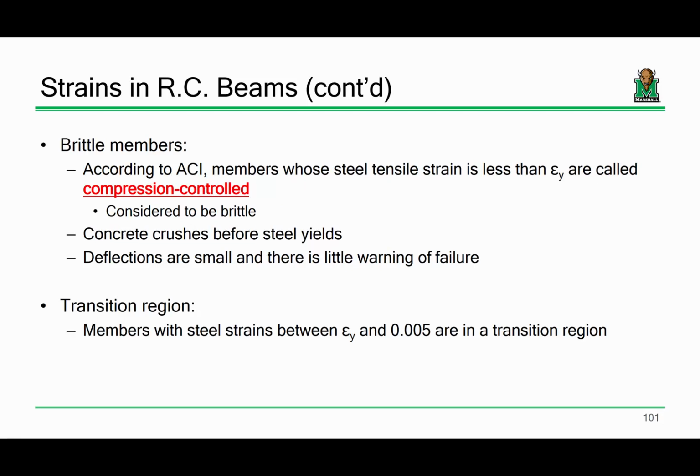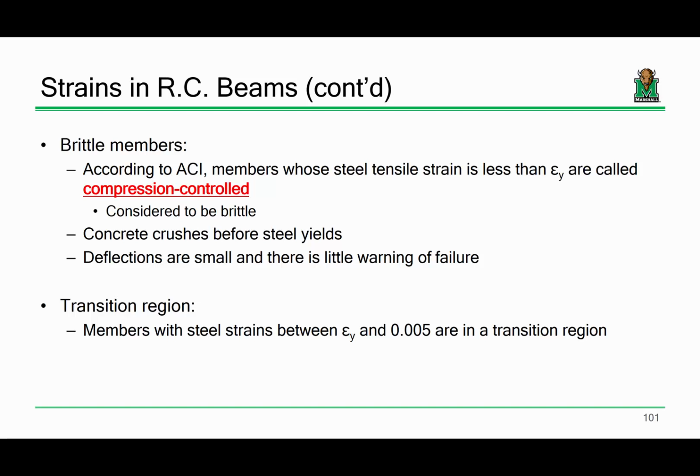What we don't want is for a section to be compression controlled. A compression controlled section is where the opposite happens: the concrete crushes before the steel yields. We don't like that to happen at all, because there's very, very little warning of failure. You're loading the beam, the concrete crushes, bam, it's done. How many of you have tested concrete cylinders before? What happens? You load, load, load. They can pop. They go boom. Looking at the cylinder, it's not like you expected it. A lot of times it just goes, especially the drier the cylinder.